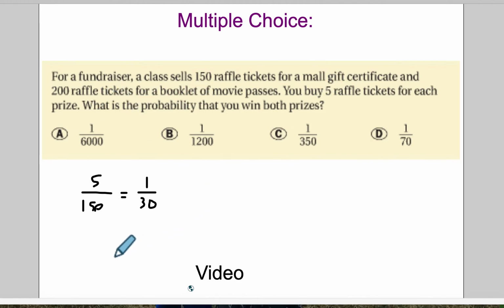And then you bought 5 for the booklet of movie passes. So there's 5 favorable outcomes out of 200 possible, which I'm just going to reduce that. 5 over 20 is 1/4, so 5 over 200 is going to be 1/40. And if you wanted to win both, that's the probability that both of these things happen. You would have to multiply these two. So 1 over 30 times 1 over 40 should give you B, which is 1 over 1200.